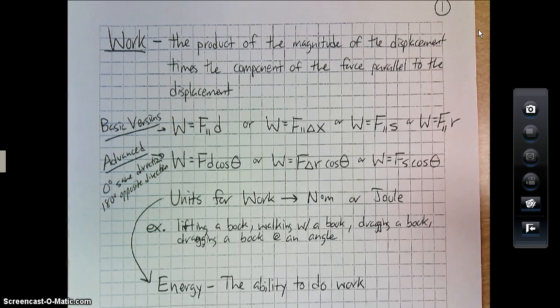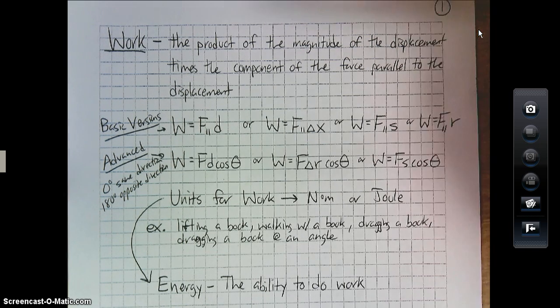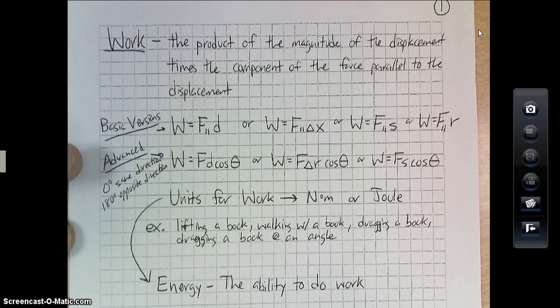All right, talking about work. You've probably used the word work many times in your life. However, in physics, it has a pretty specific meaning. If you look up here at the top, my definition says the product of the magnitude of the displacement times the component of the force parallel to that displacement.